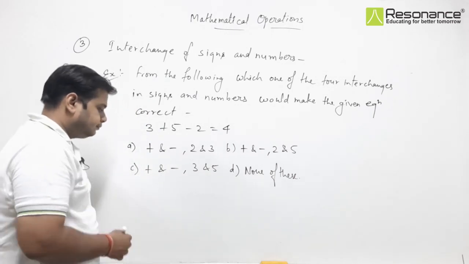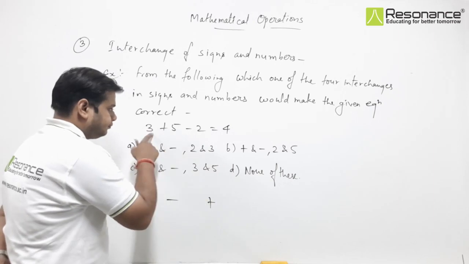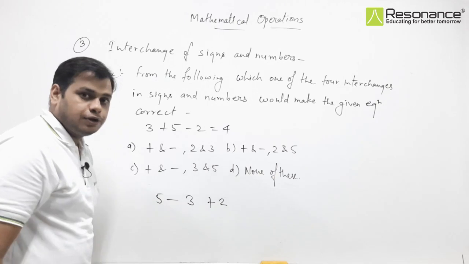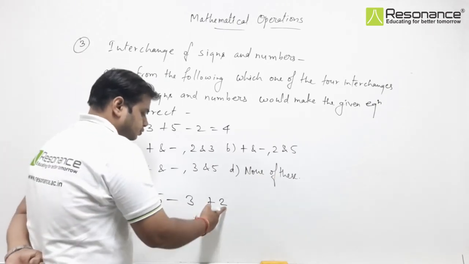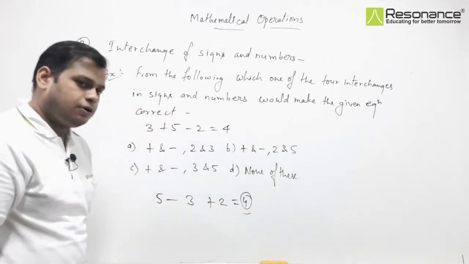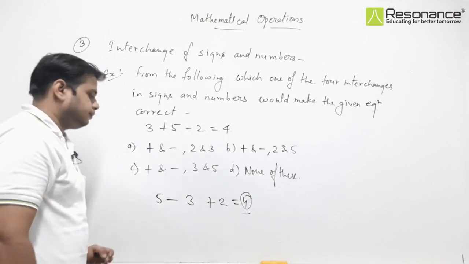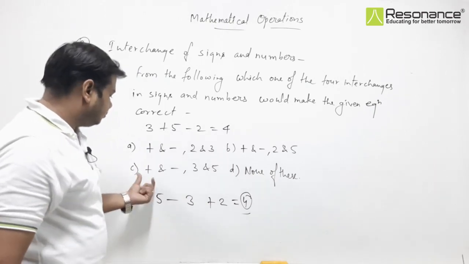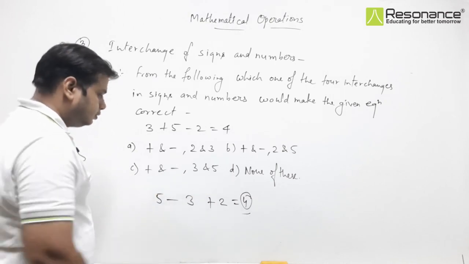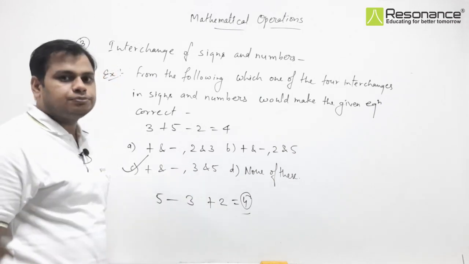Let's do the third one, plus and minus. So minus and plus here, 3 and 5. So 5 is here, 3 is here, and 2 is here. If you do this, 5 plus 2 is 7, 7 minus 3 is 4, or 5 minus 3 is 2, 2 plus 2 is 4. Okay. So option number C will give us the correct answer. So we have to interchange signs and numbers both sometimes.